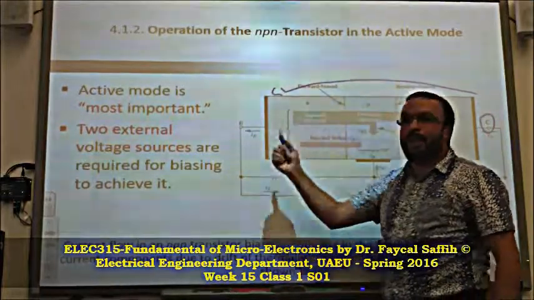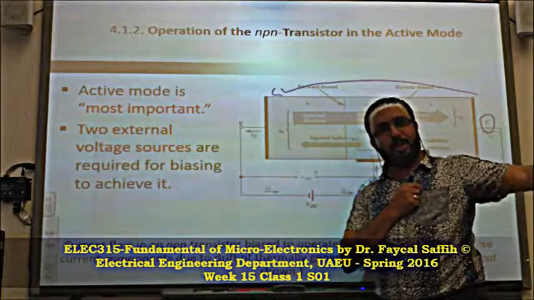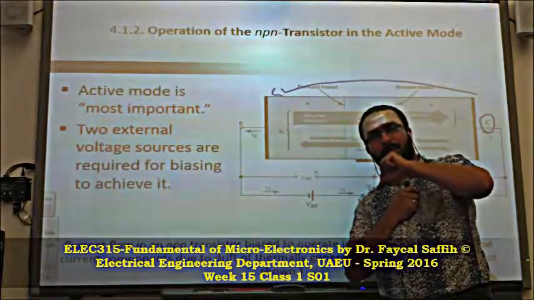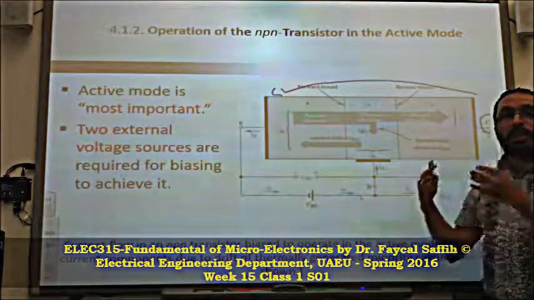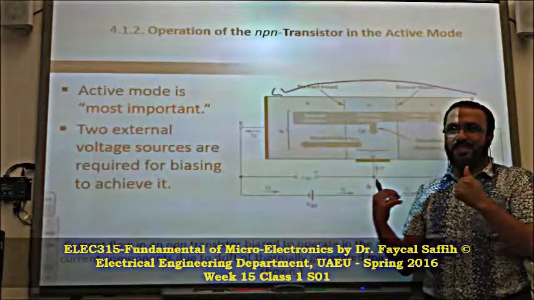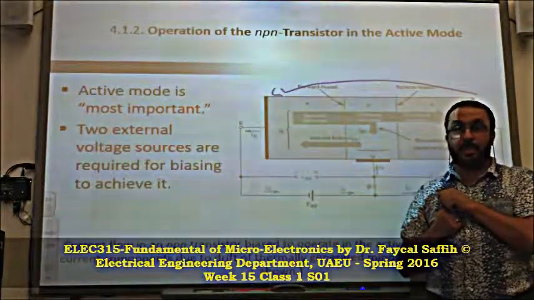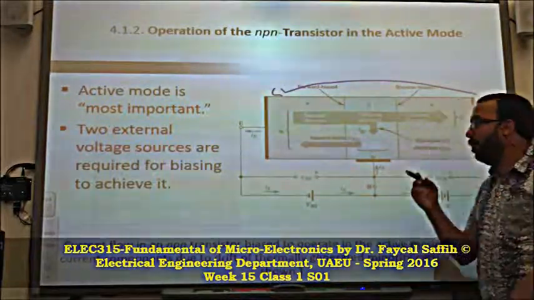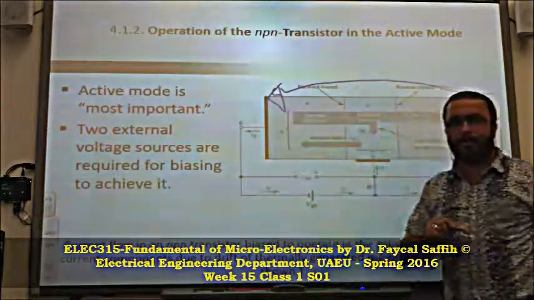So actually, the emitter emits the electrons, sends the electrons. That means the current is coming to it. Yes. Do you understand? And the collector is the collector of electrons. That means the electrons come, which means the current is going out of it. Do you understand? So that's also an important observation, thanks for asking.